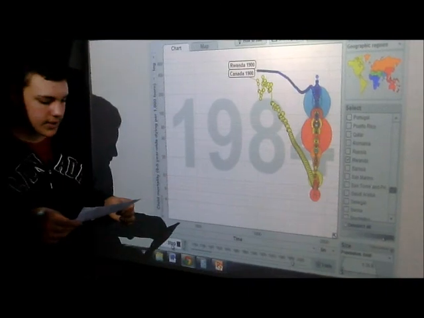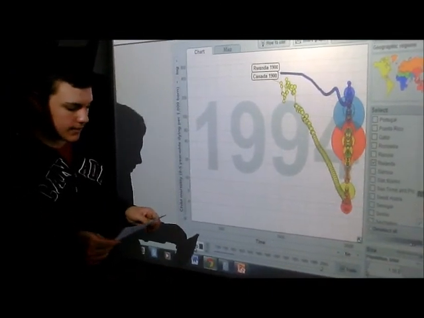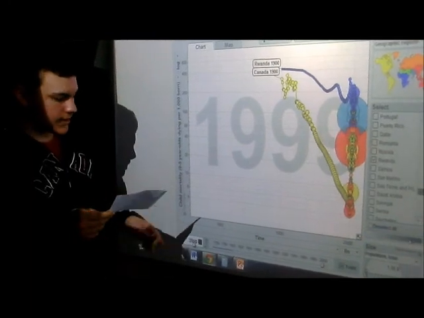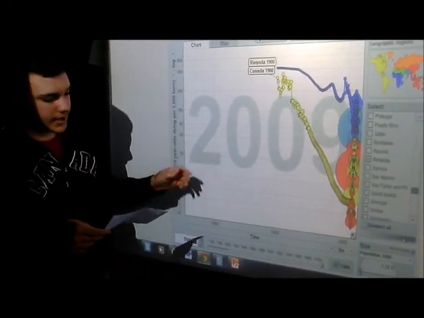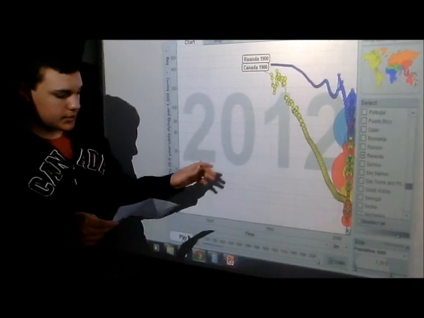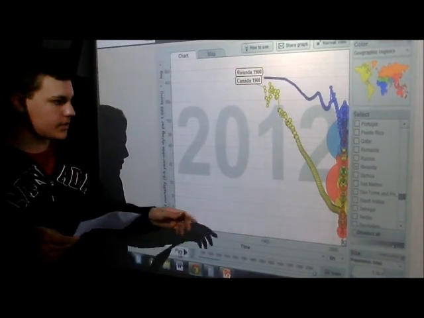Rwanda's rate started to decrease as well. By 2012, you can notice that Canada's child mortality rate has decreased down to 6, where Rwanda is still up in the hundreds.